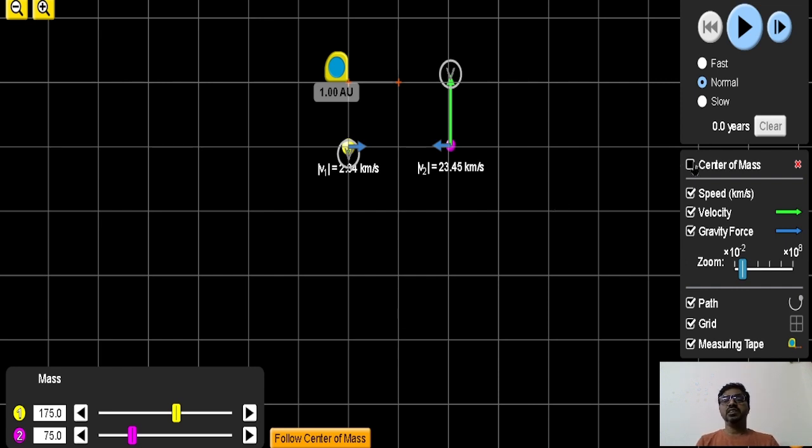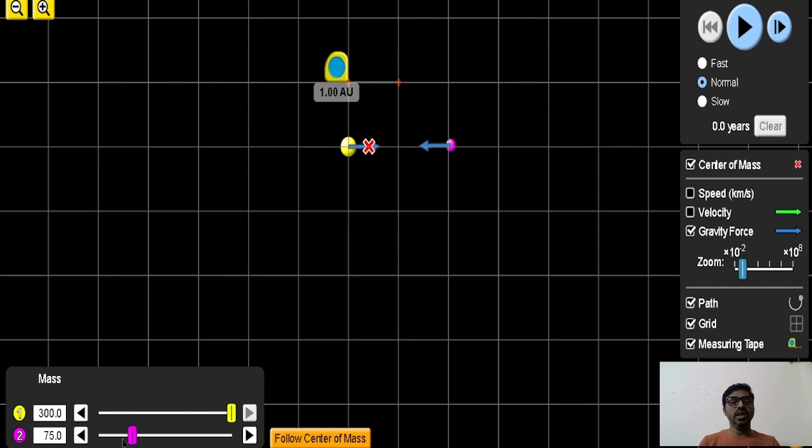And you also have a center of mass between them. The center of mass would be lying on the line joining both the particles or both the objects. So first of all, let's remove the speeds and velocities just to focus on this center of mass. You see the center of mass would be in between. So suppose I make the masses to be equal.